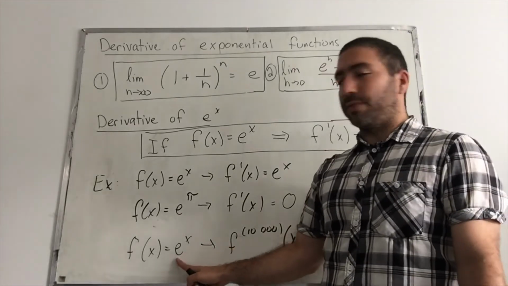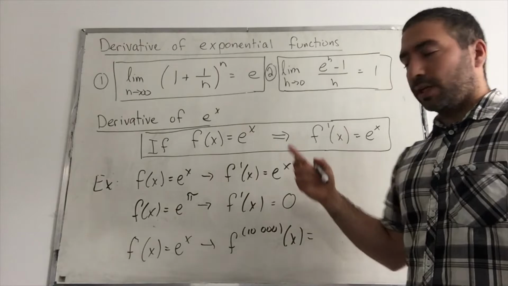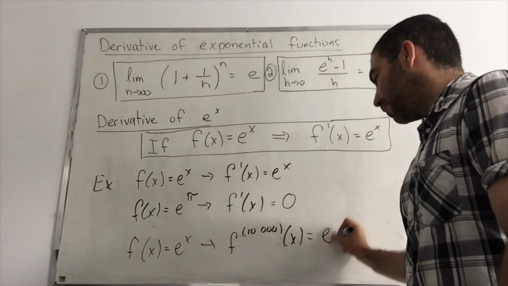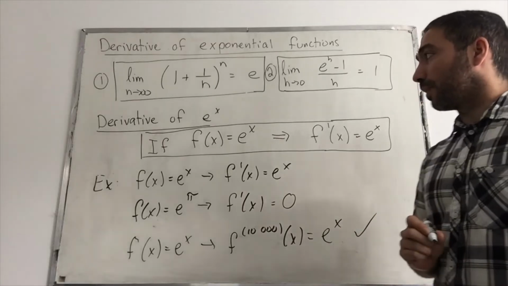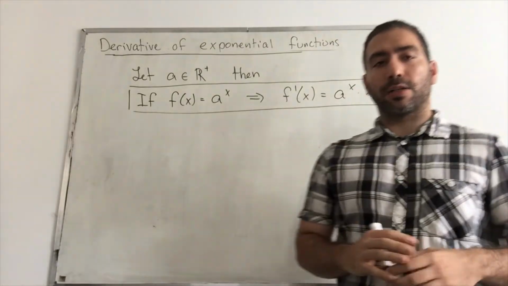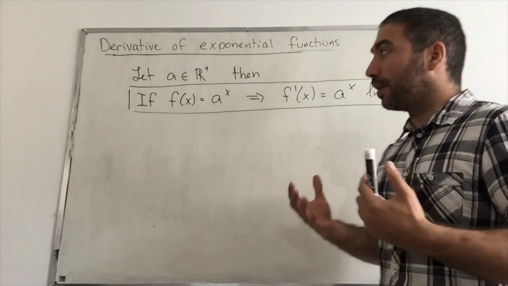So when we took the derivative of e to the x once, we got e to the x. If we take it again and again and again, this seems intimidating, but it's just e to the x, and that's the final answer. Okay, so we saw the derivative of e to the x. What if it's not e? What if it's any other number?